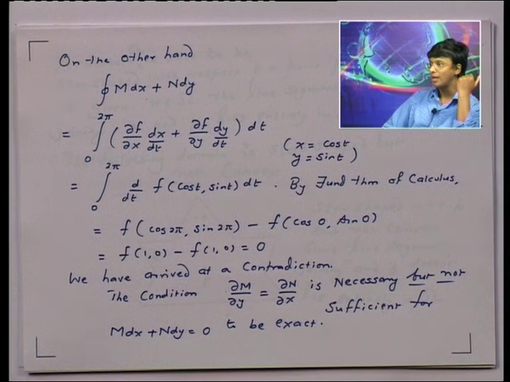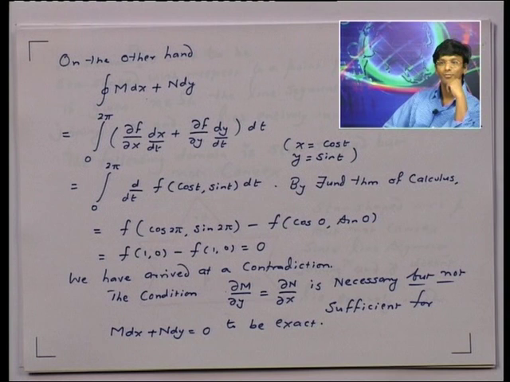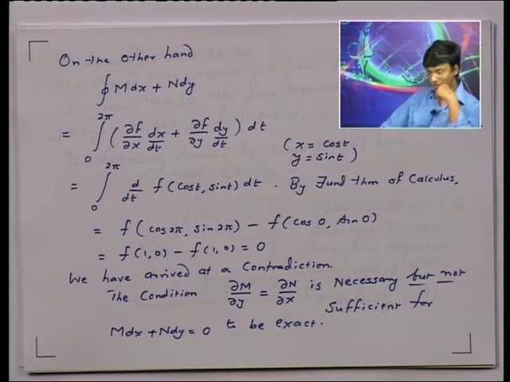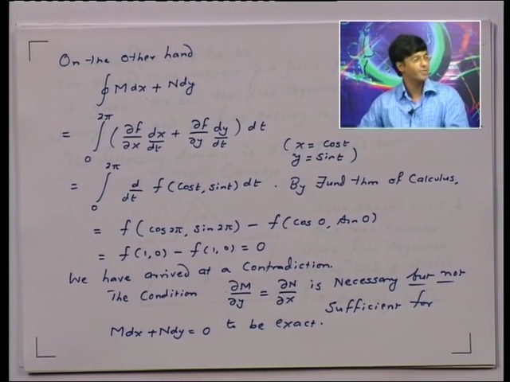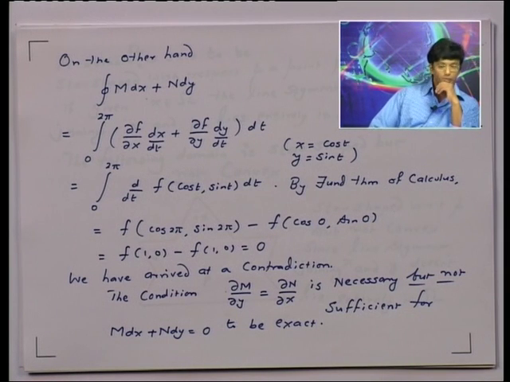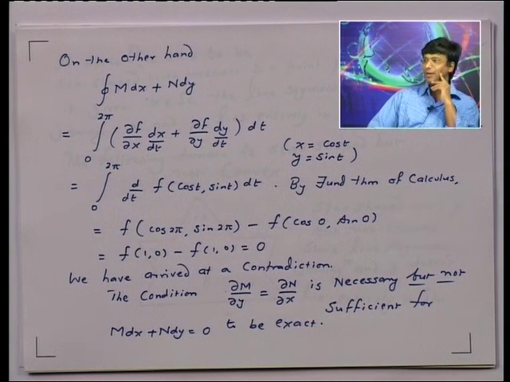Now, by the fundamental theorem of calculus, it will be equal to f of (cos 2π, sin 2π) minus f of (cos 0, sin 0). That is f of (1, 0) minus f of (1, 0), which will be 0. So, we have calculated the work done by the vector field in two different ways, first directly and the other assuming that there is a scalar potential, and we are getting different results. It is a contradiction.